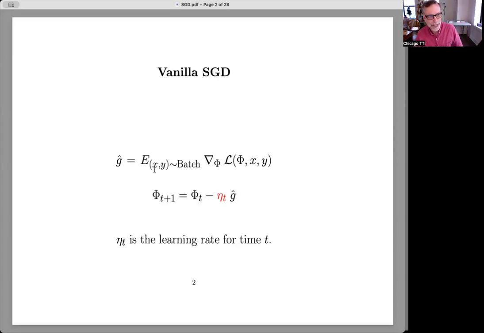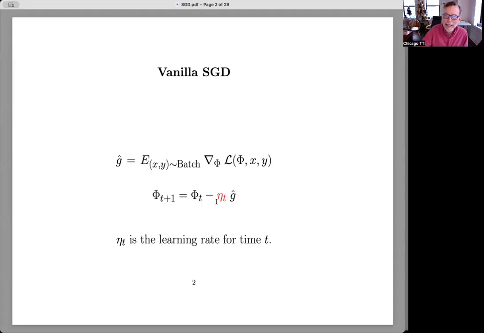So this is an expectation over drawing, say, XY pairs, say an image and a label from a mini batch, a set of those, of the gradient on the parameters for that image and that label, the gradient of the loss. And then we update the parameters by taking the parameter value and subtracting a learning rate times this estimate of the gradient.